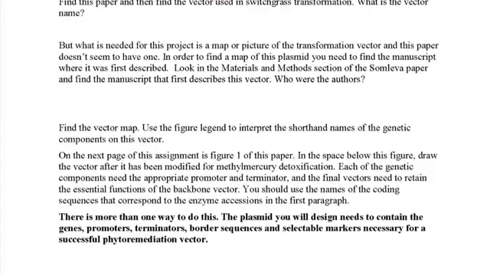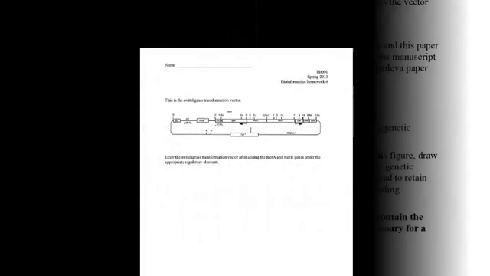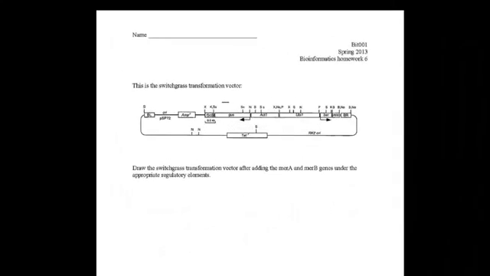Eventually you'll find a paper by Tingay et al. And look carefully at figure 1 and use the legend to understand the descriptors on the vector map. In order to complete this assignment, you need to understand what the various genetic components of this map are. This vector is also shown on the next page of the assignment, but without the legend.